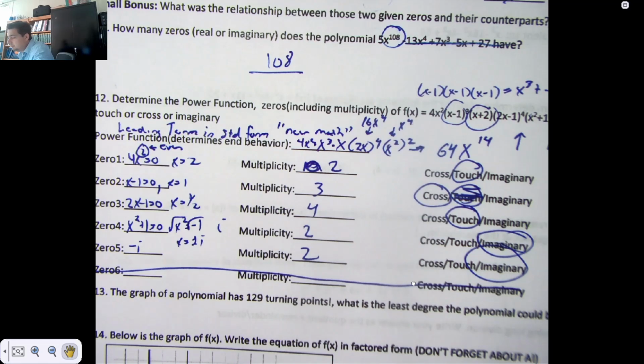That should be it for that one. It's not that bad.